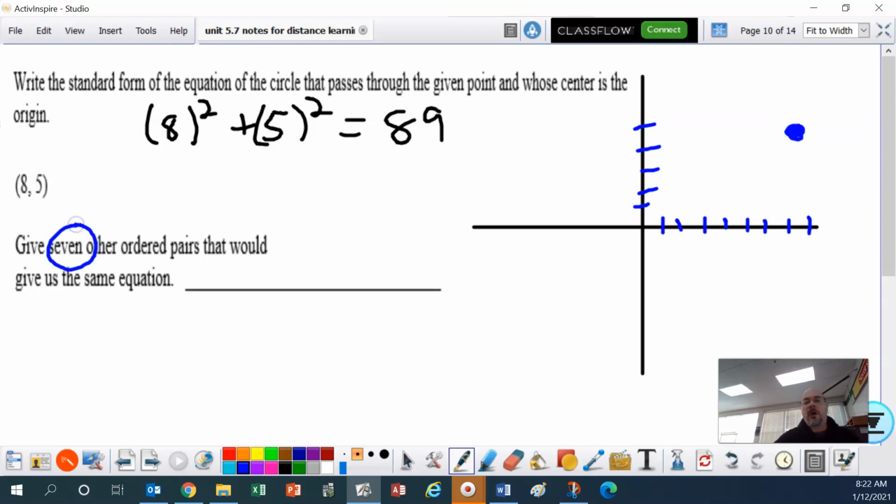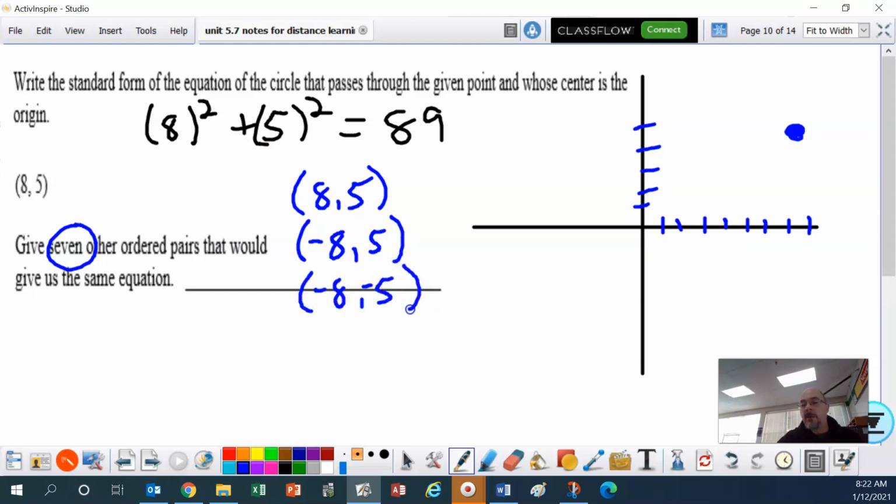Just like before, I want to know 7 other ordered pairs that would give us that same equation. All I need to do is switch signs and move the numbers. So this was our first one, 8, 5. I could go negative 8, 5. I could go negative 8, negative 5. Because remember, when you square a number, it becomes positive, so that would also give me the 89. Let's see what else. I could go positive 8, negative 5. There's 4 of them.